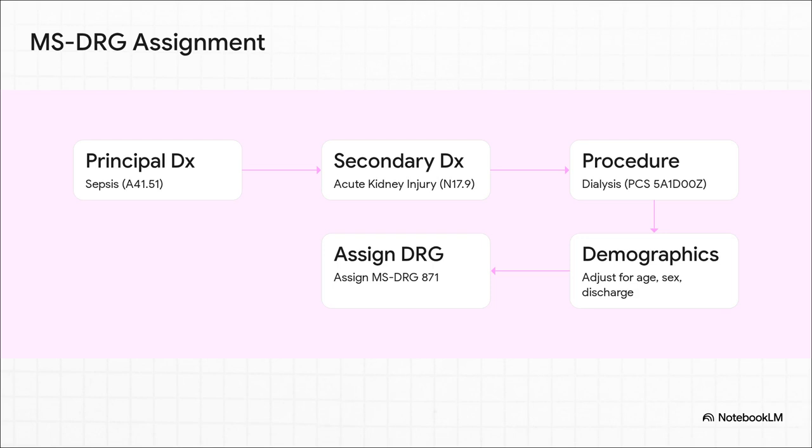Let's walk through how this actually builds in a real-world flow. Imagine a patient is admitted for a severe infection, sepsis. That's our principal diagnosis. During their stay, they develop acute kidney injury, a major secondary diagnosis. Because of this AKI, they need dialysis, which is our procedure. The grouper algorithm takes that sepsis, adds the AKI, factors in the dialysis, adjusts for demographics, and out pops MSDRG 871, septicemia or severe sepsis with MCC. It's like a giant puzzle coming together.